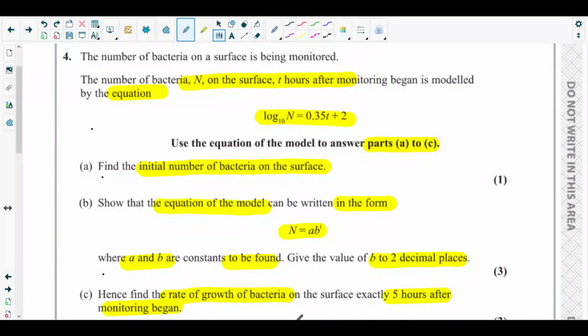And that's the end of question number 4 from the latest paper, October 2024, Pure Mathematics 3.